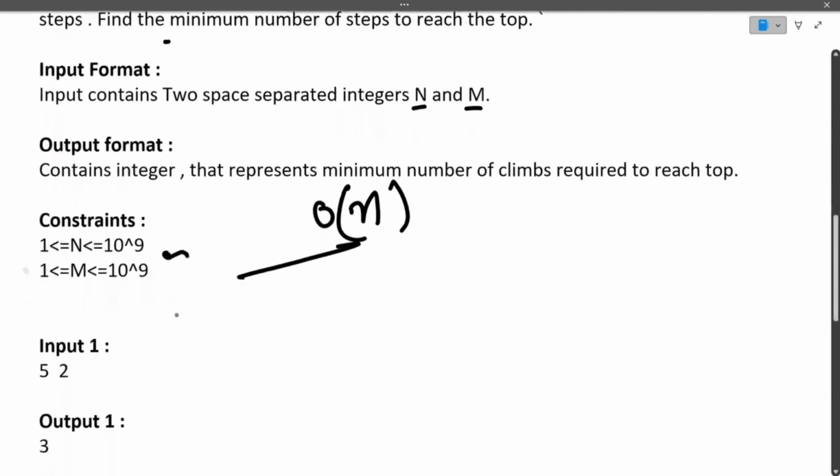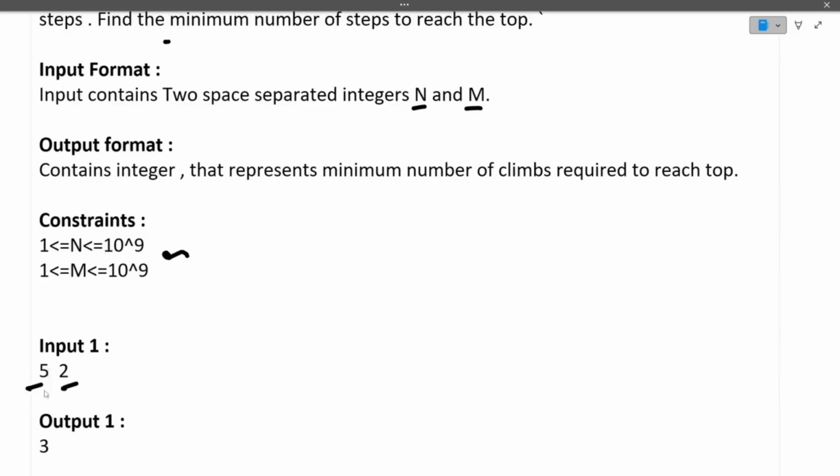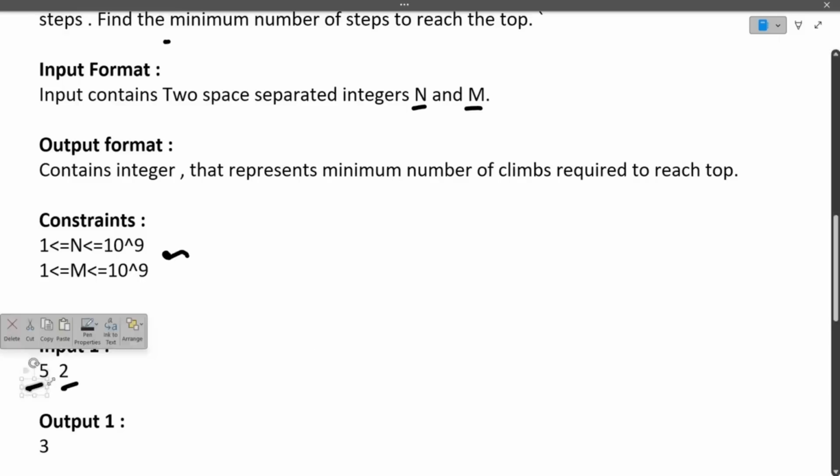Let's see the input and output first. There are 5 stairs given. This is n, this is m. The input here is 5 2, so n is 5 and m is 2. n is the number of stairs and m is how many stairs at a time Alice can climb. Let me draw the stairs.